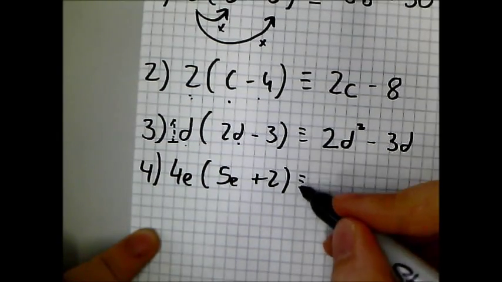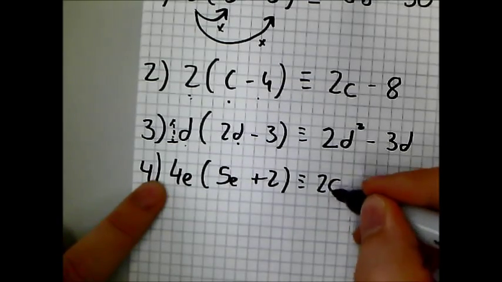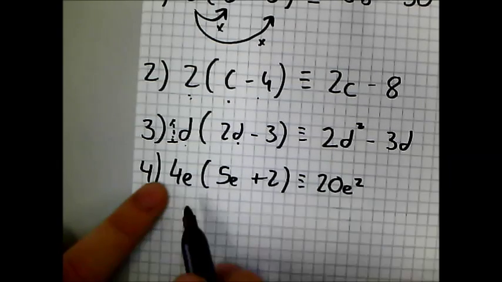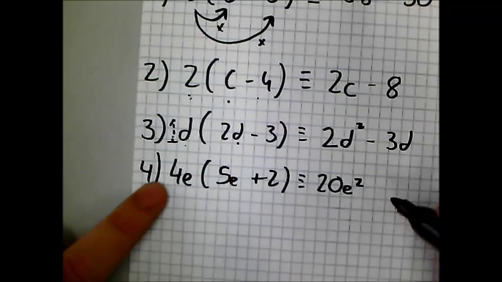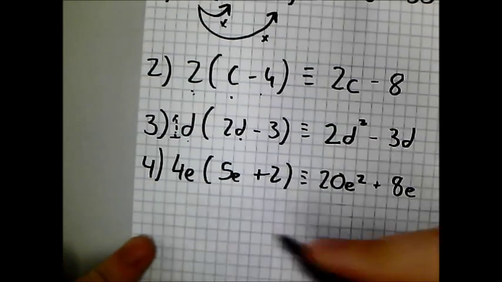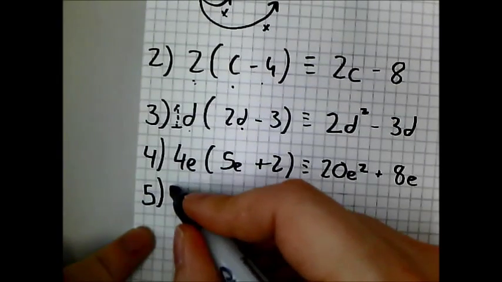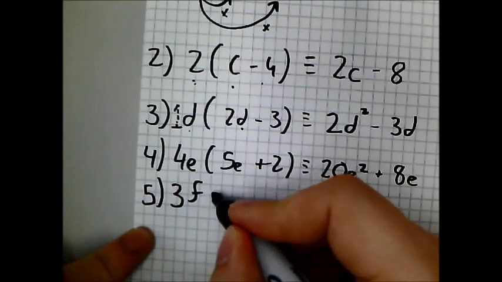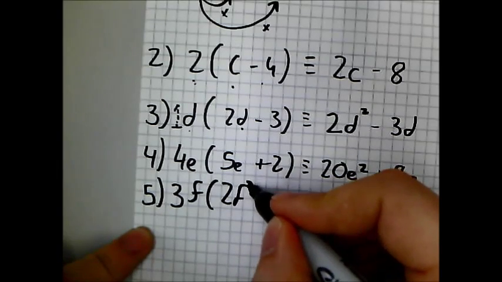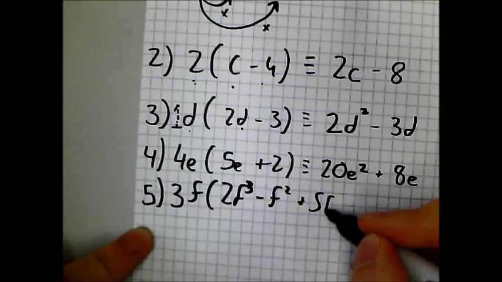Multiply the number first. 4 times 5, 20. e times e, e squared. 4e multiplied by positive 2 is positive 8e. And finally number 5. This one's a trickier one. 3f bracket 2f cubed minus f squared plus 5f plus 2 close bracket.